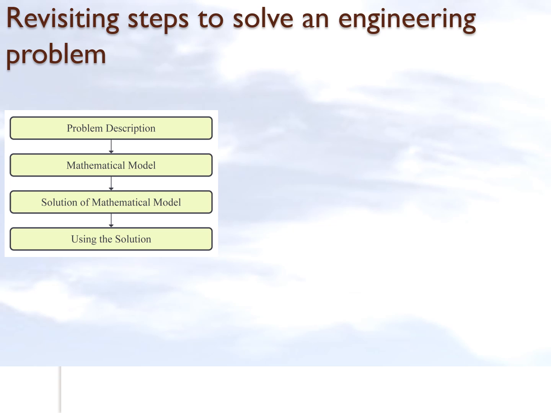So let's go and revisit the steps to solve an engineering problem. We just solved an engineering problem. Let's go and revisit these steps. So what is the problem description? The problem description was that the trunnion got stuck. Now, this is too reductive in nature, but problem description in real life could run into pages. But here, I'm just recalling that the trunnion got stuck. It should have gone into the hub, but it didn't go.